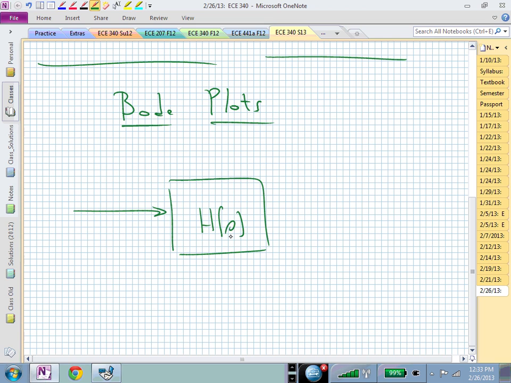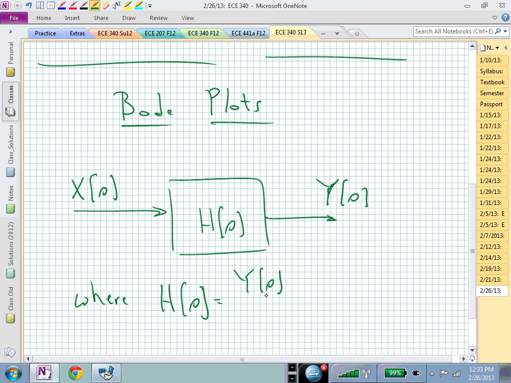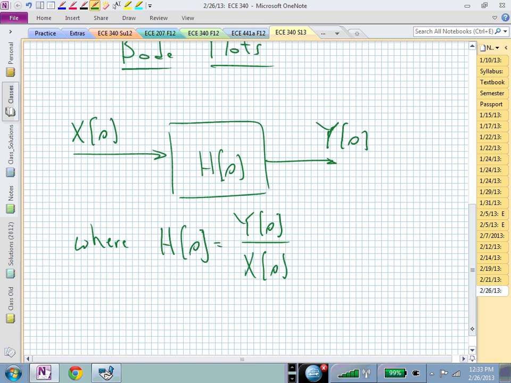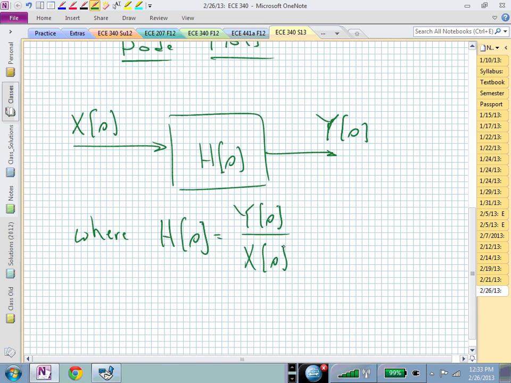by reminding ourselves what we are working with. Again, we can always go back to these block diagrams. H of S is some system which is typically referred to as the transfer function between the input X of S and the output Y of S.